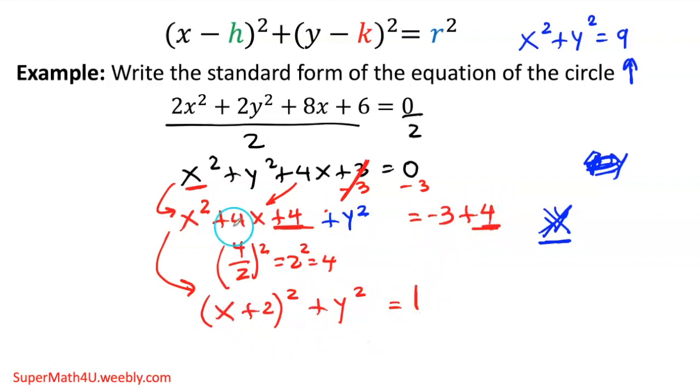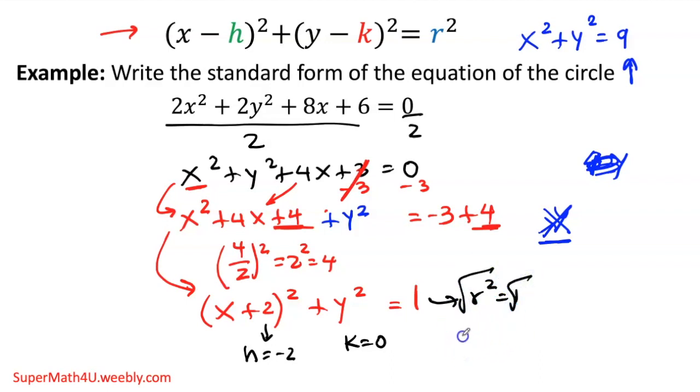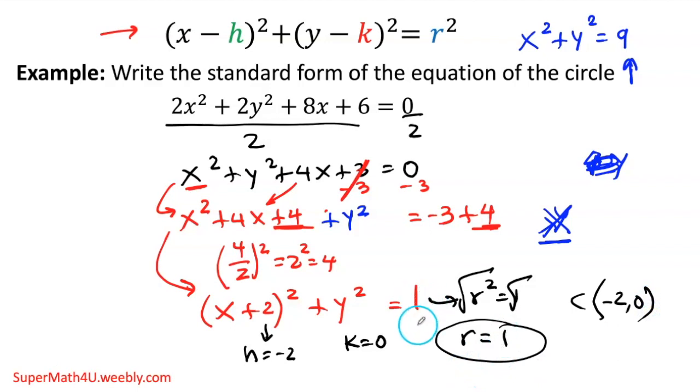And now this is the standard form. From here, let's identify the h and the k and the radius. So my h, opposite sign, negative 2. The k, there's nothing next to the y. Therefore, the k is 0. That's what nothing means. And this one is r squared equals 1. Don't forget, square root on both sides. Radius equals 1. And the center is going to be negative 2 comma 0. Okay, that's a special case.